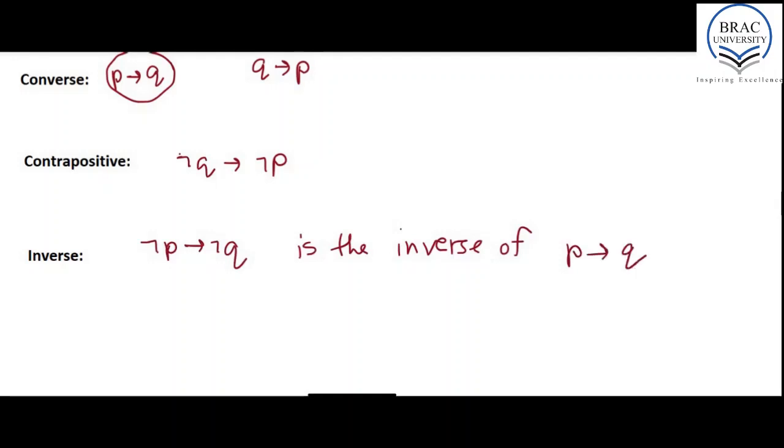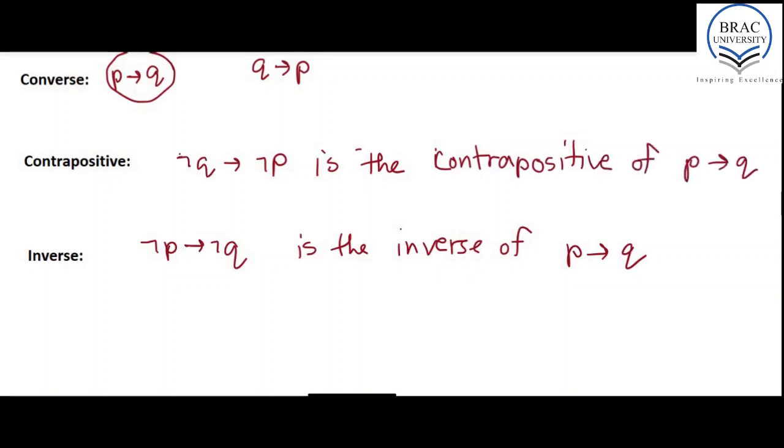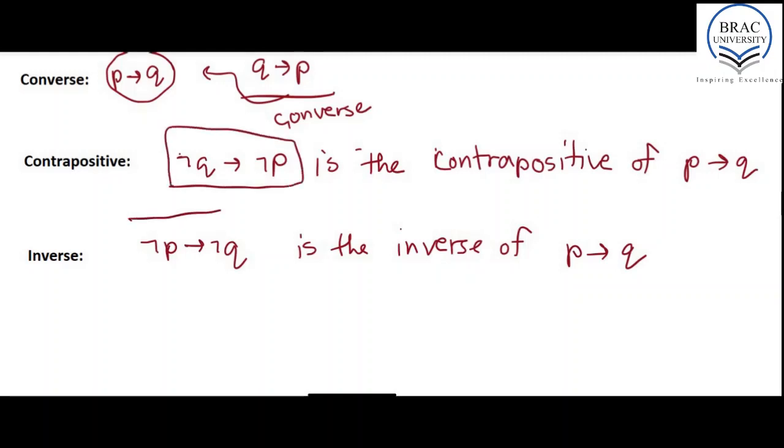So this is the inverse of P implies Q, this is the contrapositive of P implies Q, and this is the converse of P implies Q. So we have to keep in mind these 3 propositions.